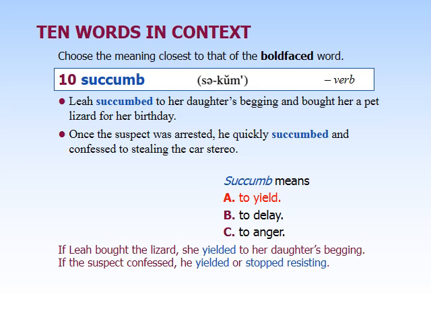So in this case, the daughter kept on asking, please, please, please, can I get a pet lizard for my birthday? And over time, she slowly succumbed to it. So succumb can mean this slow giving into it. So for example, a lot of teenagers succumb to peer pressure. So take using drugs or drinking.